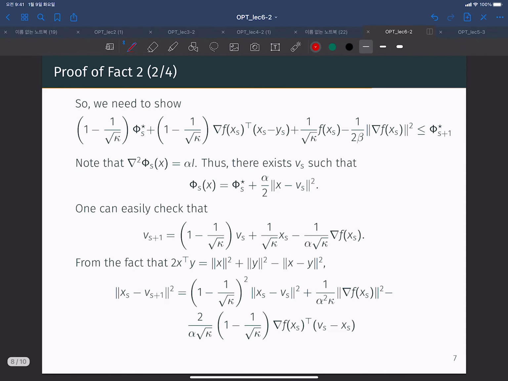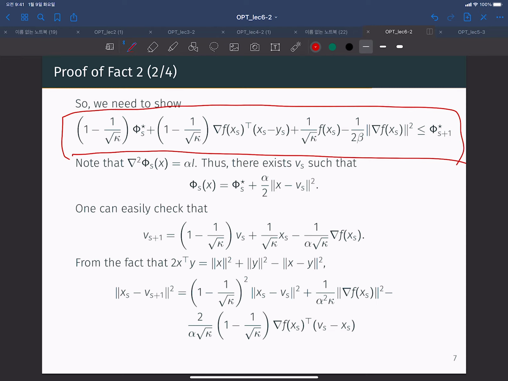So we need to show this to conclude the proof of fact 2. Okay, on the assumption f(y_s) is less than or equal to pi_s star, we can conclude f(y_{s+1}) is less than or equal to pi_{s+1} star after showing this inequality.